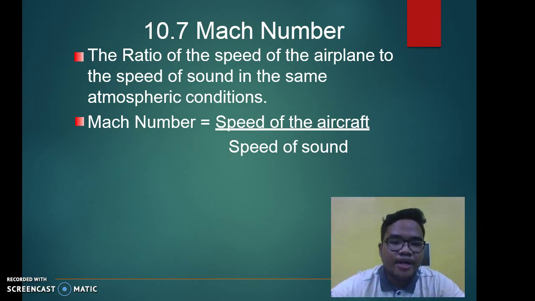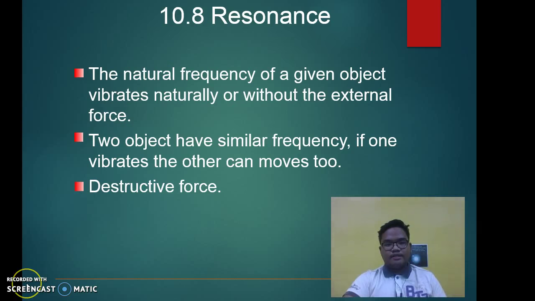10.7 Mach number. The ratio of the speed of the airplane to the speed of sound in the same atmospheric condition. So how to calculate the Mach number? Using the formula speed of the aircraft over speed of sound.